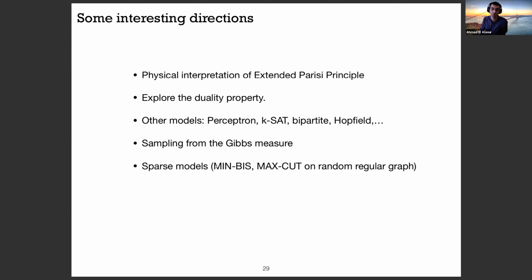So for instance, in computer science, an equivalent question would be to consider min bisection or max cut on random regular graphs and try to understand the value first, and then try to come up with an algorithm to solve these combinatorial problems. Actually, we believe that there is no overlap gap for these problems, whatever that means in the formulation in the limit. So if we can exhibit a formulation that is amenable to algorithmic tools, then we can try to solve these sparse problems and come up with algorithms for them.